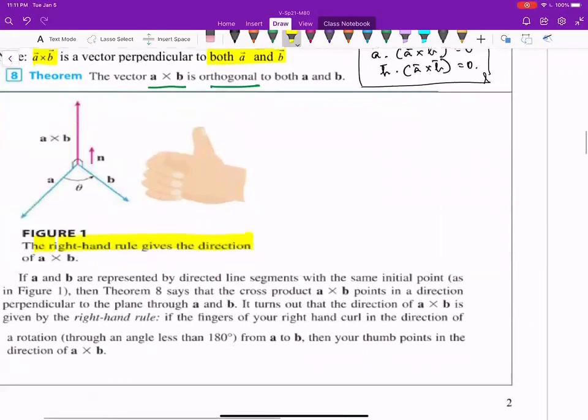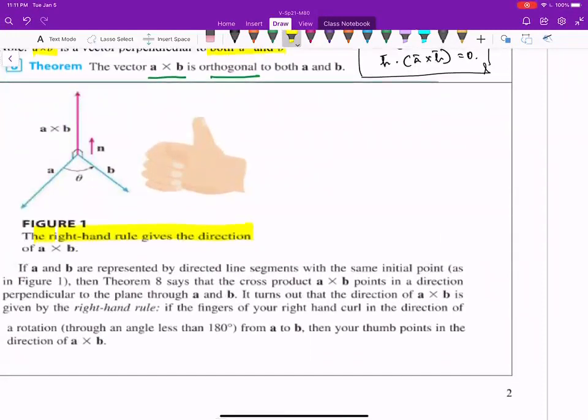So have this picture. If A and B are represented by directed line segments with the same initial point as shown in the figure, let's say A and B have the same initial point O, then the cross product A cross B points in a direction perpendicular to the plane through A and B. It turns out that the direction of A cross B is given by the right-hand thumb rule.